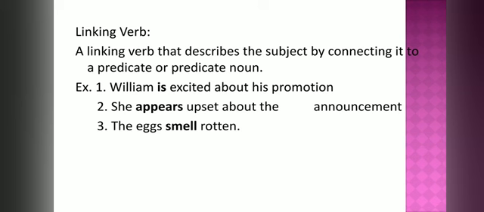Then the third example, the eggs smell rotten. So here, how are the eggs? The eggs are rotten. So rotten is the predicate of the subject. Eggs is in the subject part. So here, smell connects the eggs to the predicate part, rotten. So like that, the linking verbs help to connect the subject to a predicate or a predicate noun. Thank you very much.